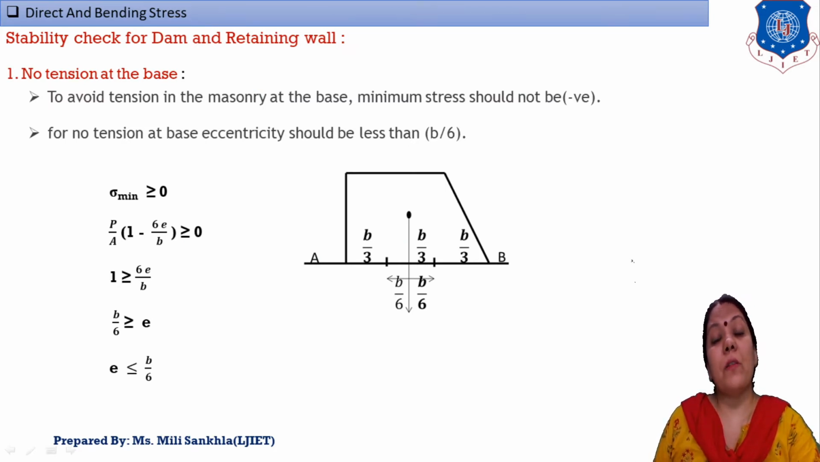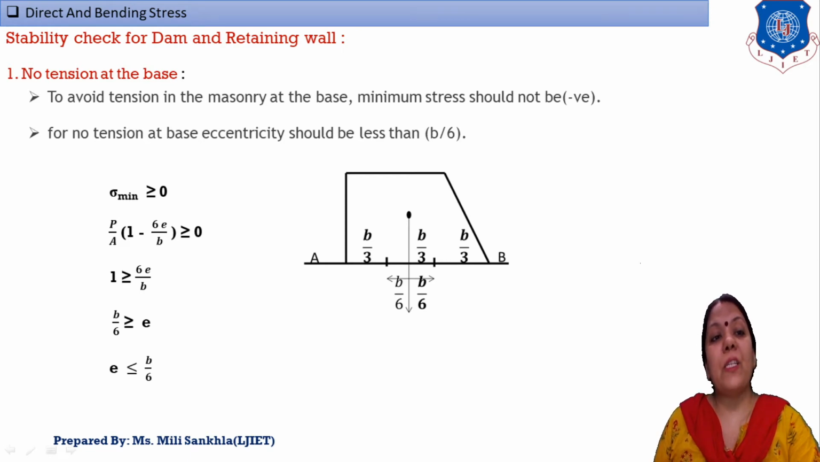Our first check for dam and retaining wall is no tension at the base. That means in dam and retaining wall we avoid tension forces, because structures like dam, retaining wall, column and chimney are subjected to compressive forces. If compressive forces are induced, our structure is safe, but where tensile stresses are induced, our structure fails due to these tensile forces. So our main target is to avoid tension forces in dam and retaining wall.